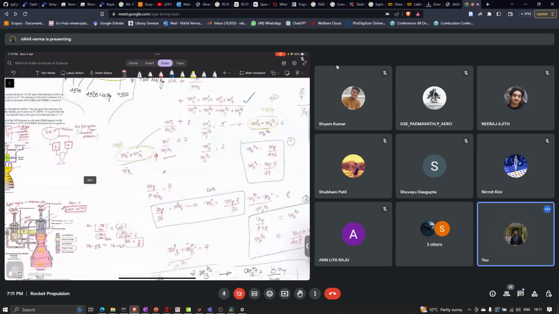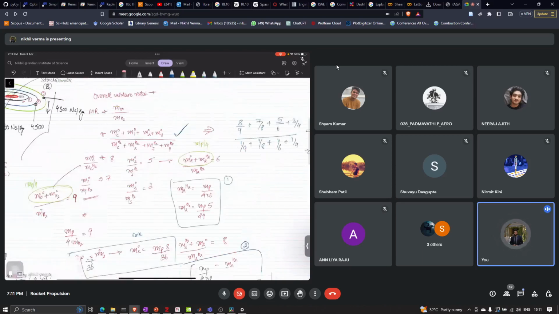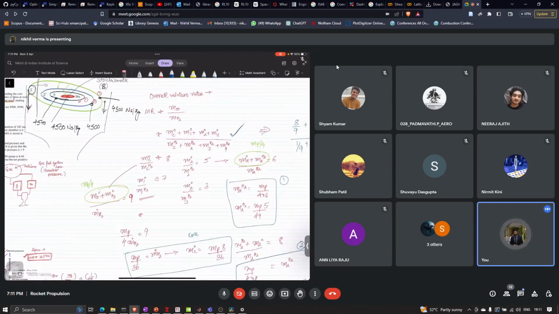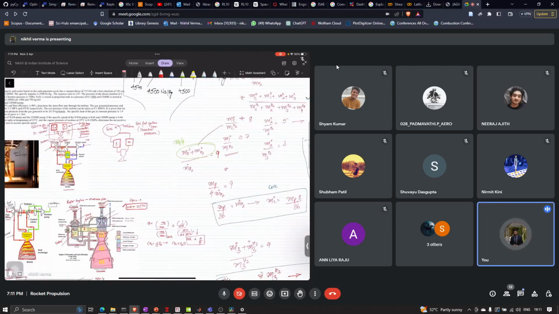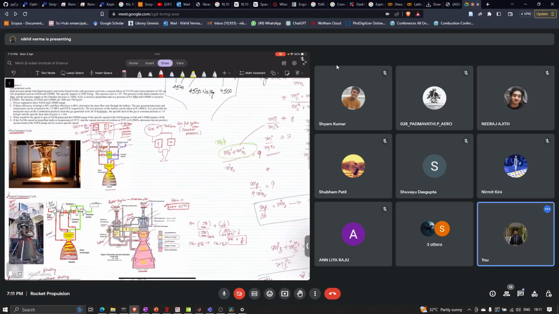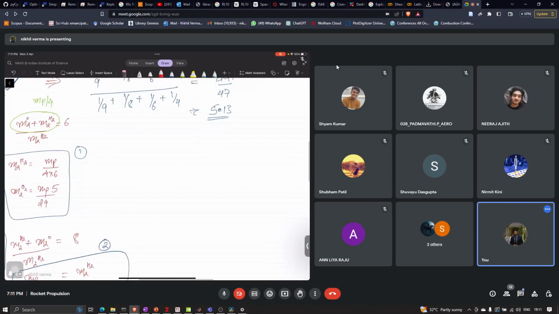Okay, so the next part is how to calculate the specific impulse. The specific impulse will be the weighted average of all the ISPs, a mass weighted average. So to calculate ISP, this will be the percentage of mass that is going, the summation of mi by m total into the ISP of that stage.